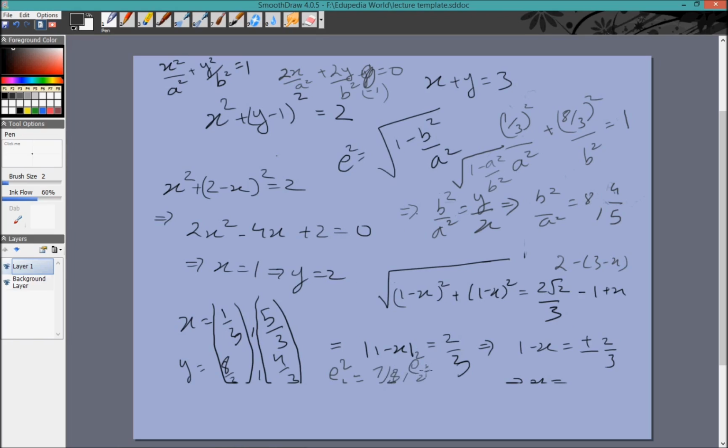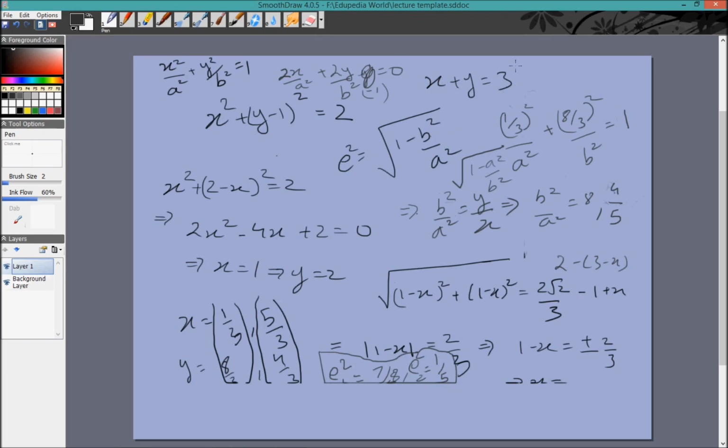Similarly, e2 square will come out to be root of 1 minus 4 by 5, so it will come out to be 1 by 5. So these are my two final answers. I apologize that this has gotten a little messy, so I'll try to repeat it once more, right?